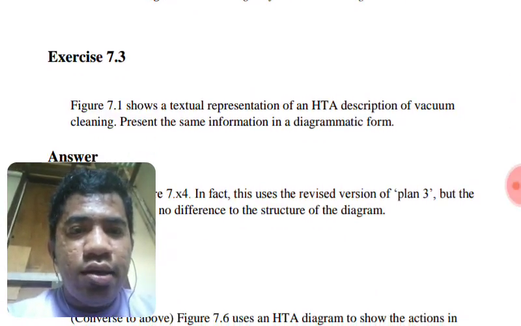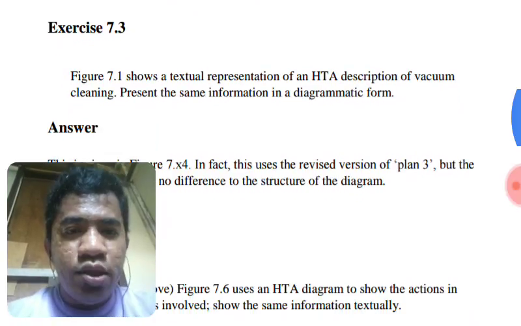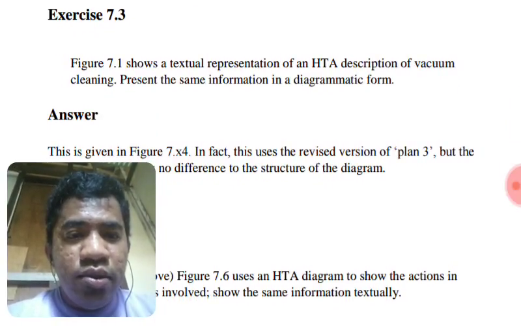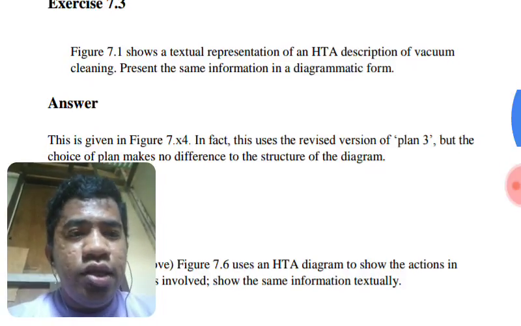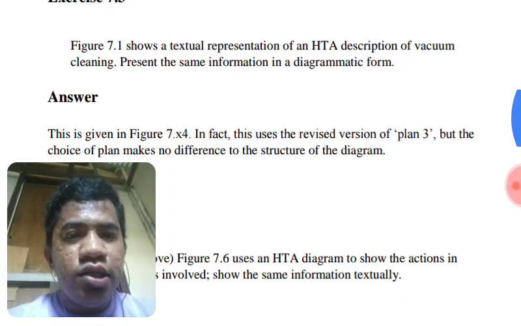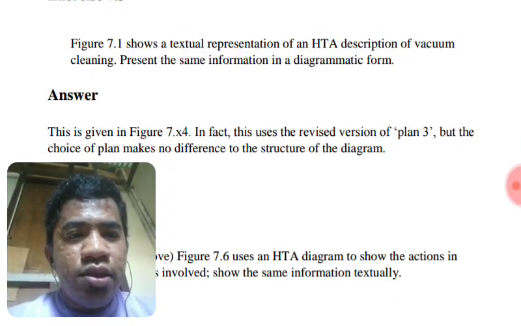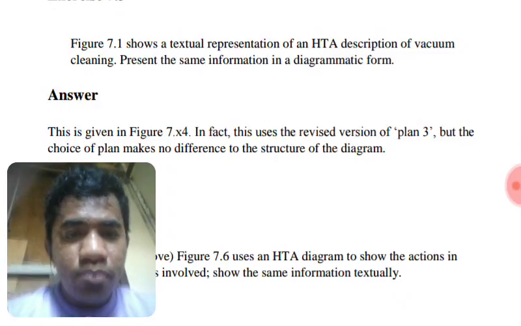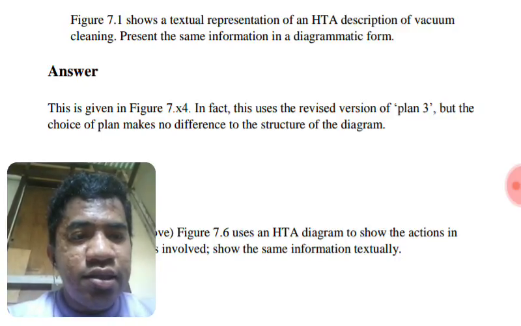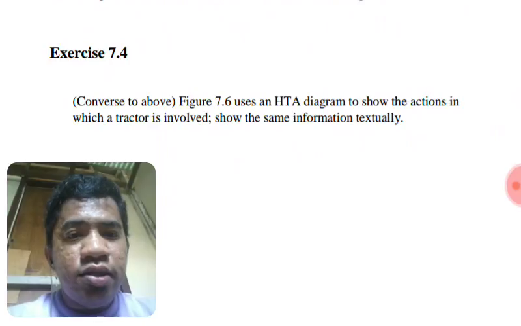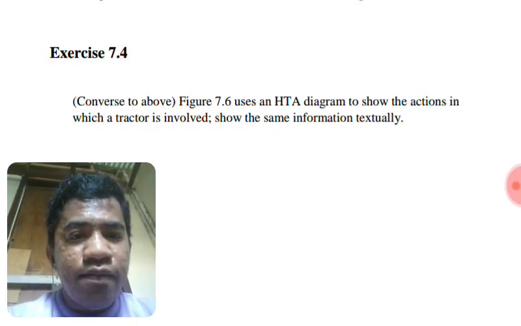Exercise 7.3. Figure 7.1 shows a textual representation of HTA description of vacuum cleaning. Present the same information in a diagram form. Answer. This is given in figure 7.4. In fact, this used the revised version of Plan 3, but the choice of plan makes no difference to the structure of the diagram.